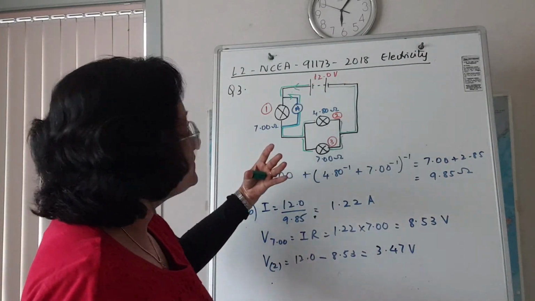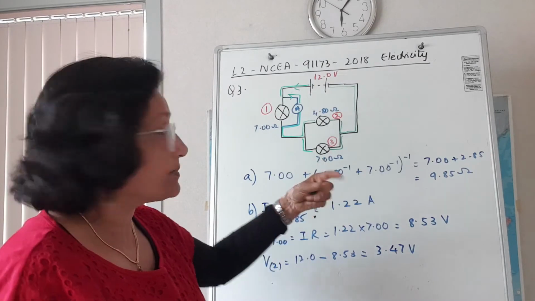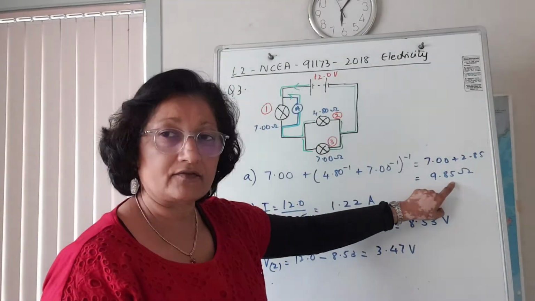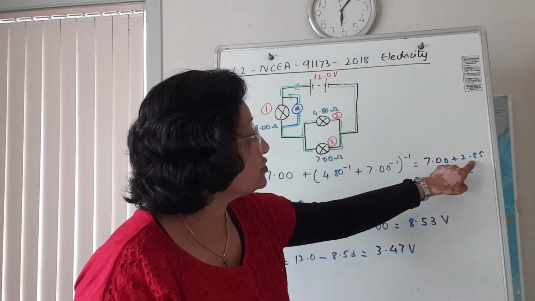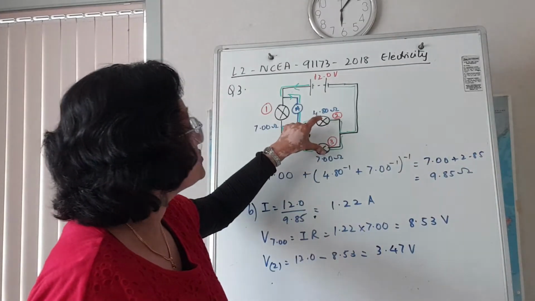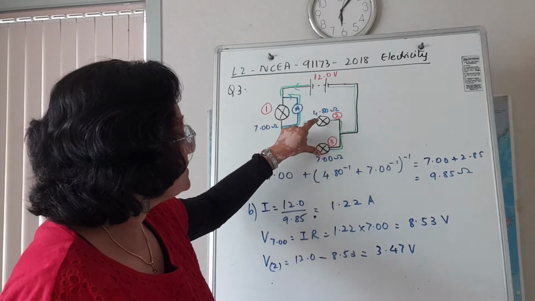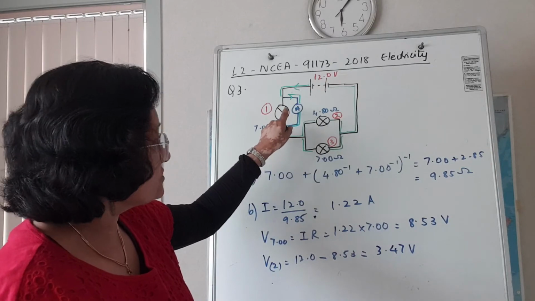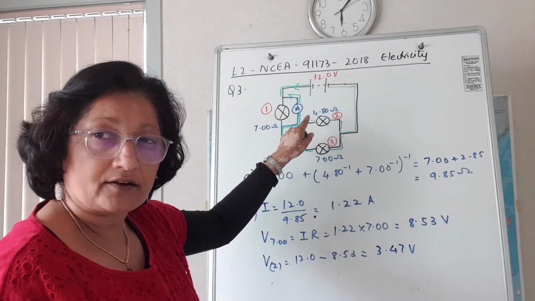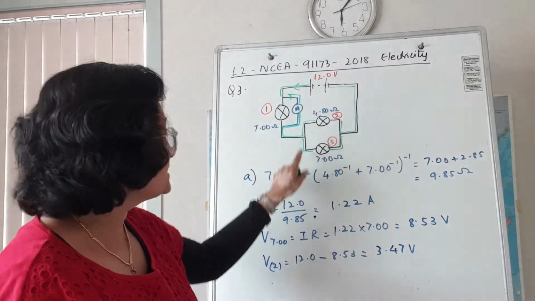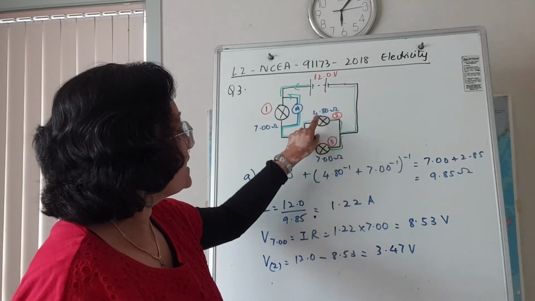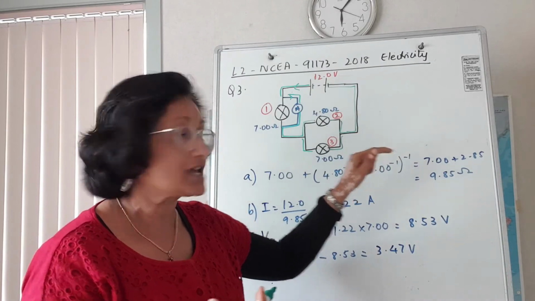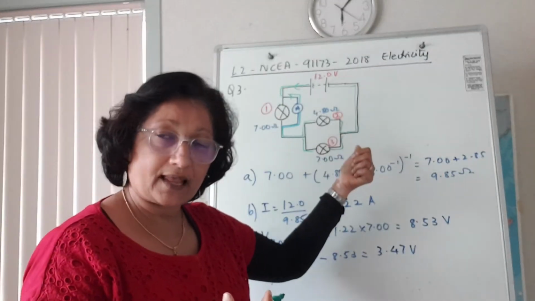However, the size of the current is going to change, because the effective resistance, instead of 9.85 ohms, is now only going to be 2.85 ohms, just these two together in parallel. Because the effective resistance has decreased, the current from the source is going to increase. And because the current from the source increases, this bulb over here is going to have a larger proportion of the current because its resistance is less. So this is going to be even brighter than before.